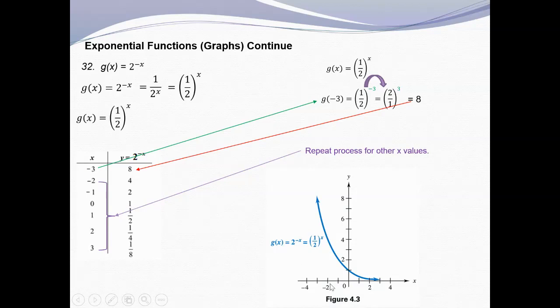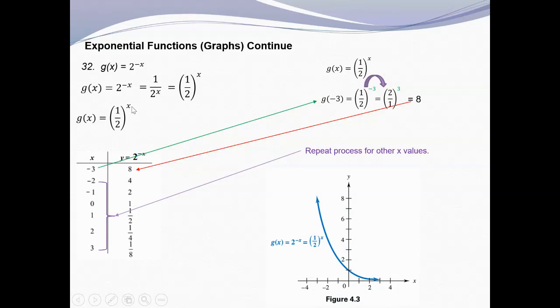This is my graph. And again, if it's -3, we're going to go all the way up. The answer is 8. If it's -2, it's going to give us 4, right about there. If it's -1, it's going to give us 2. All these points come from the table. When x is 0, it's going to be 1. When x is 1, if we plug in the 1 here, 1/2 to the first power will just give us 1/2. So it'll be about there.